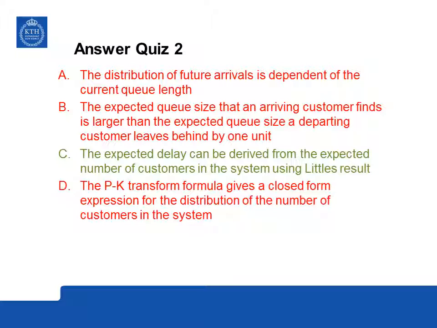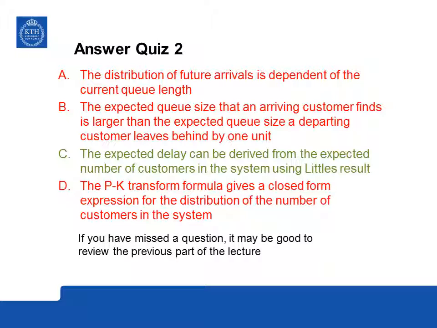The expected queue size that an arriving customer finds is larger than the expected queue size that the departing customer leaves behind by 1 unit. Seems like a compelling argument, since the departing customer will reduce the number of customers in the system by 1, but as we saw from the equilibrium conditions, these numbers have to be equal if the system is going to be stable.